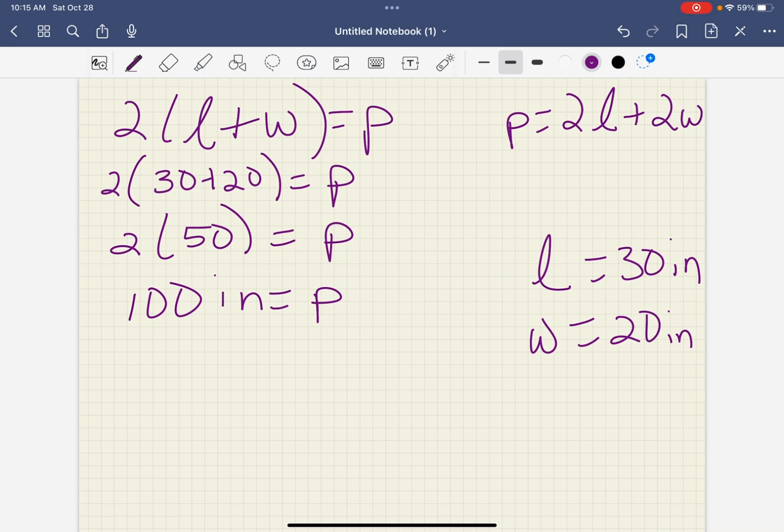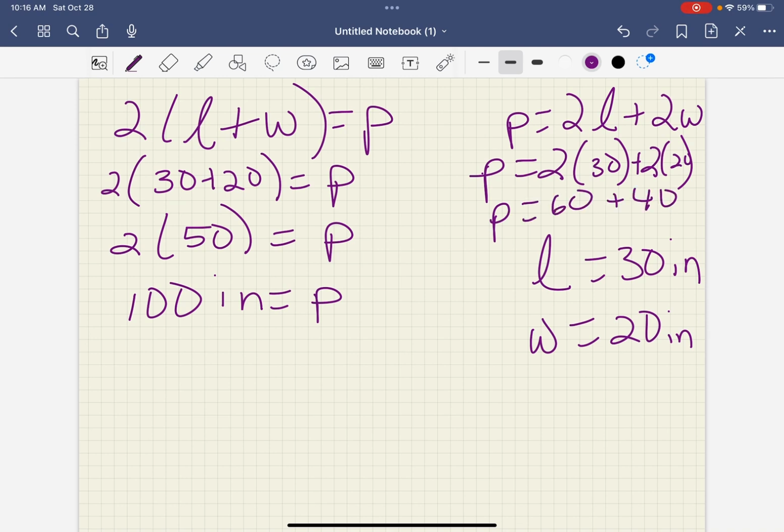Now we'll go over here and do the same thing. So the perimeter will be equal to 2 times 30 plus 2 times 20. So that's 60 plus 40. So that gives us the same thing. P is equal to 100 inches. So they're just trying to show you that either way, you're going to get the same answer.